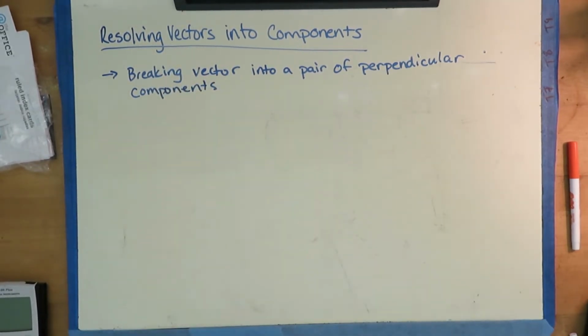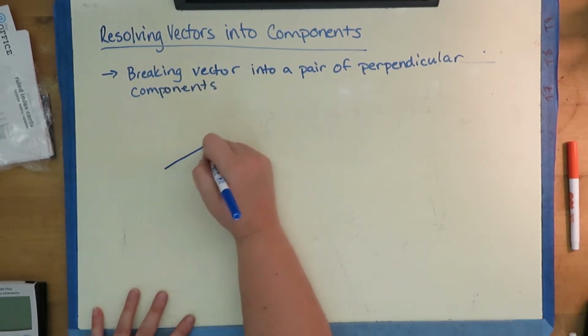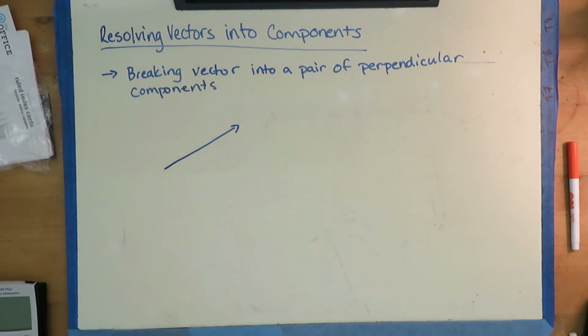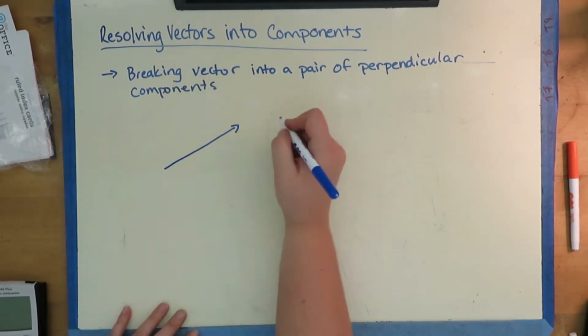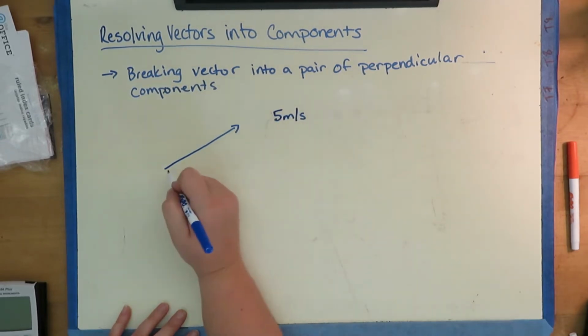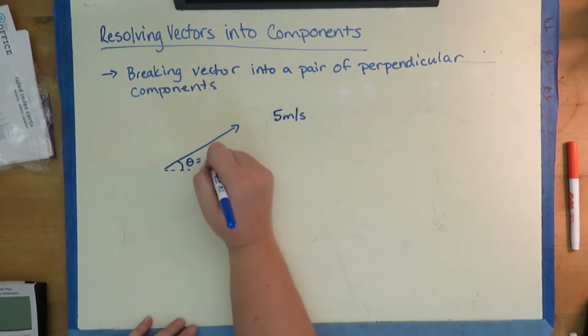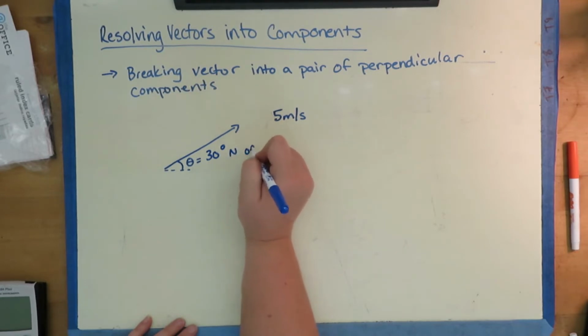Those components can be positive or negative, they can be X or Y, they can be north or south. It just depends on your coordinate system. So what happens in this case is you start with usually just one vector. For example, I could have this vector here, which is say 5 meters per second, and it's going to have an angle associated with it. In this case, our angle is going to be 30 degrees north of east.